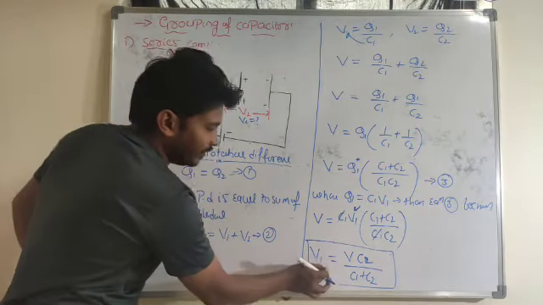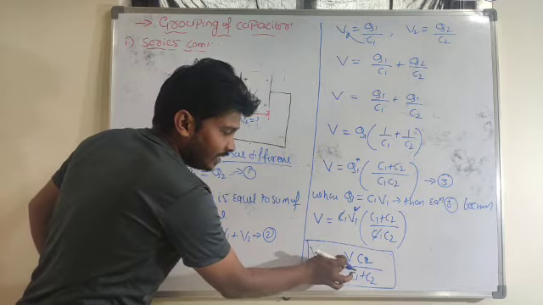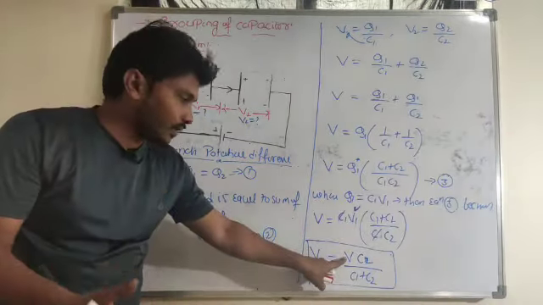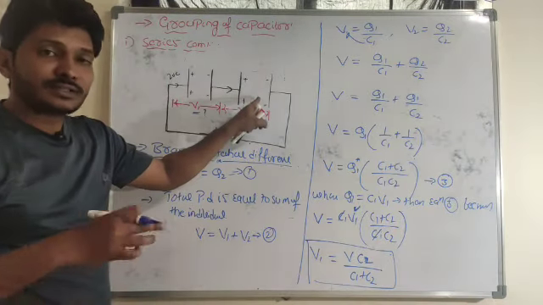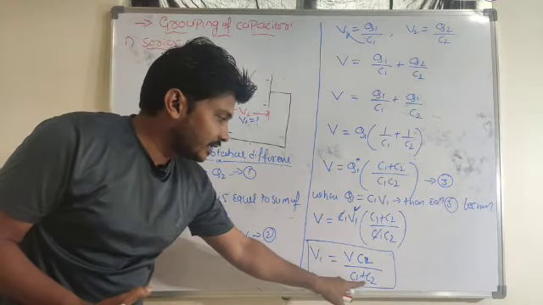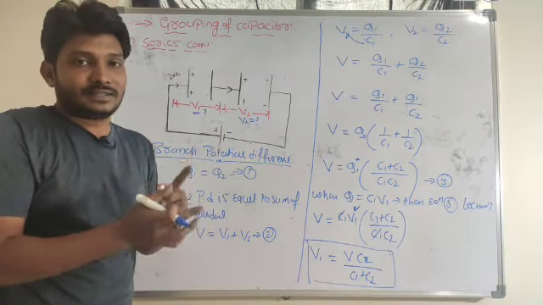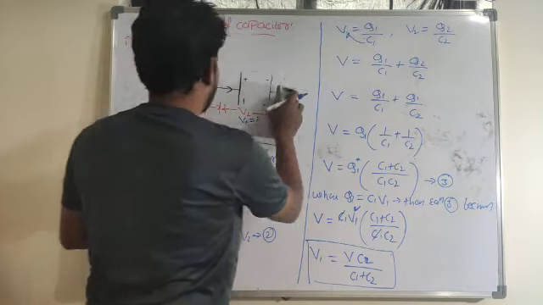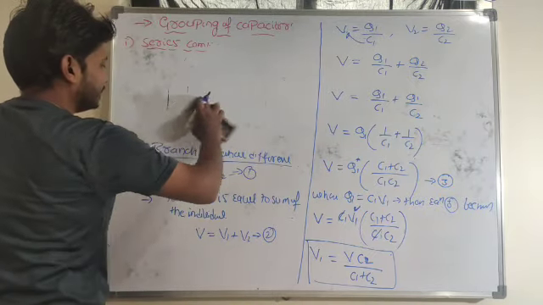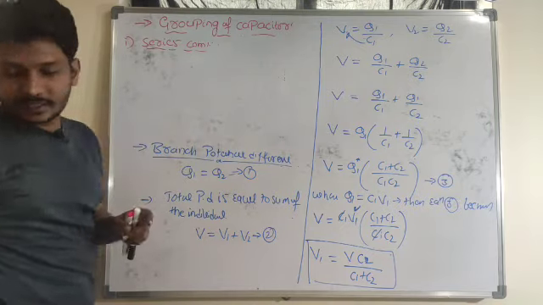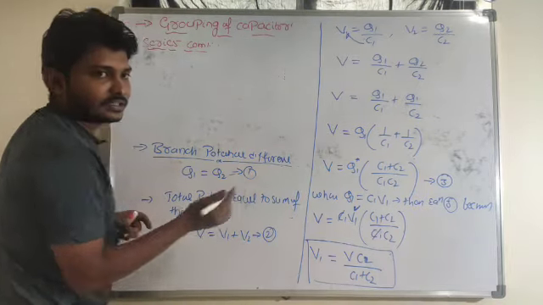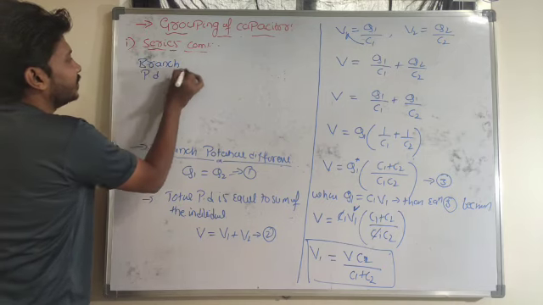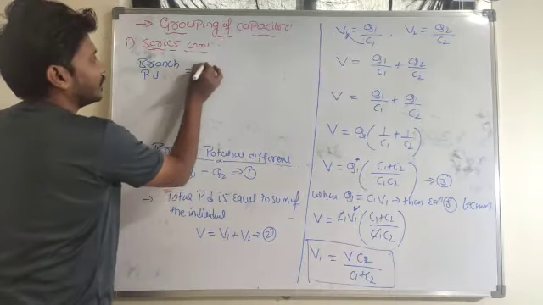So look at here, V1 is equal to V into C2 divided by C1 plus C2, where V means total potential difference, C2 means capacitance of the other branch, and C1 plus C2 means total capacitance. So generally I can write the formula for branch potential difference here. In case of branch potential difference in a series combination, V1 is nothing but a branch potential difference here.